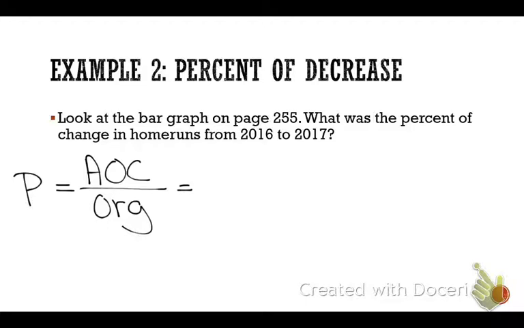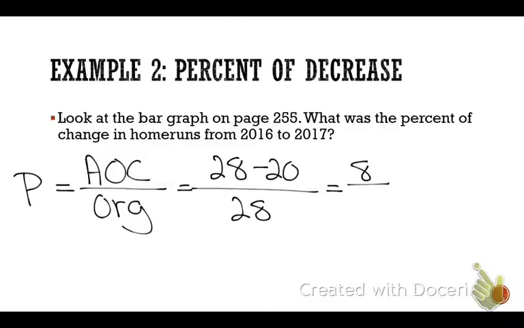So according to the chart, how many home runs in 2016? 28. And how many home runs in 17? 20. Now, which value is my original amount? 28. 28, okay? So when we subtract, this looks awful familiar to example 1. 8 over 28, now here we go again. Okay? 8 over 28. We're going to change to a decimal. How many decimal places do we go out? 4.